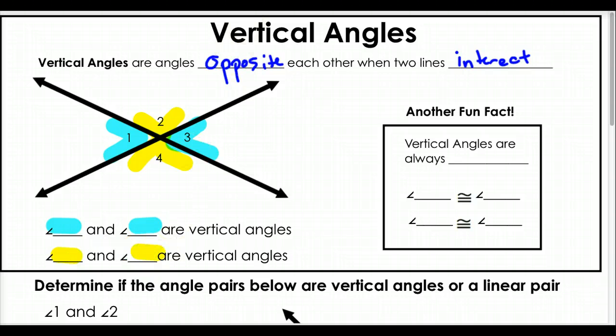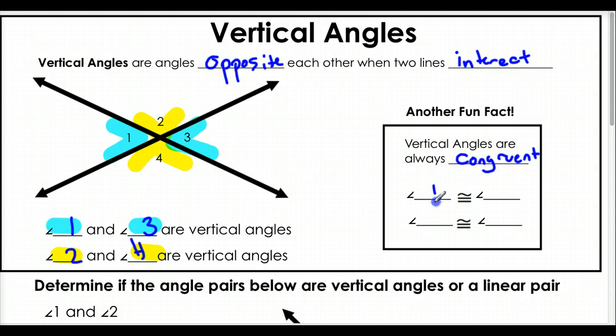So what you could say here, quite simply, is 1 and 3 are vertical angles because these angles are opposite each other, and 2 and 4 are vertical angles because they are also opposite each other. Here's another fun fact for you. Vertical angles are always congruent. And what does congruent mean? It means same size or shape, or they have the same measure.